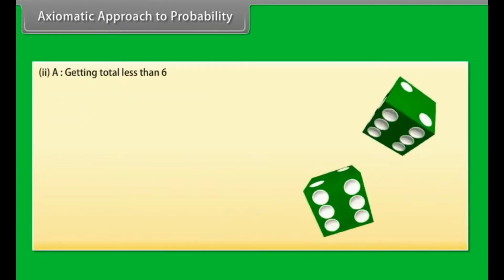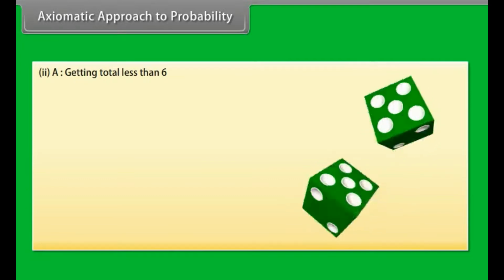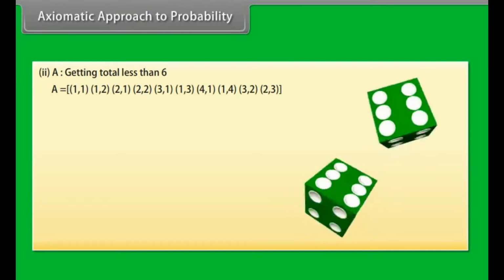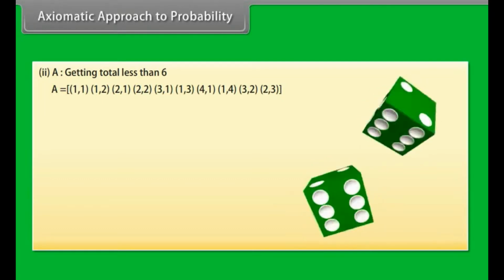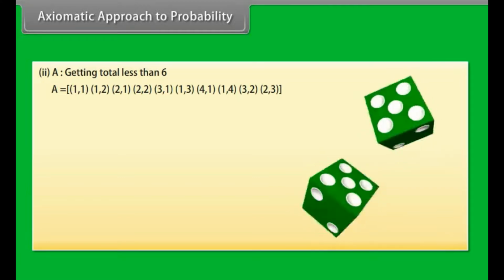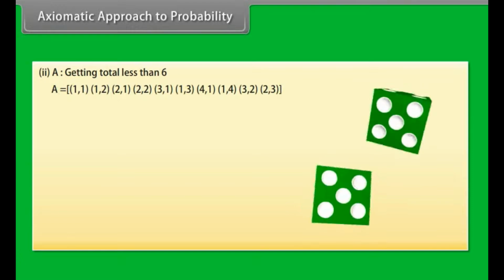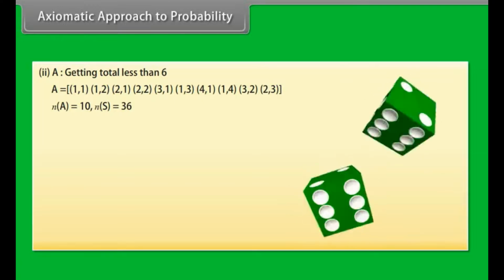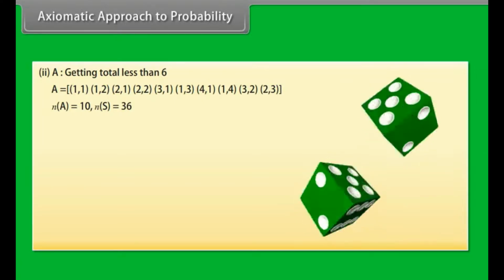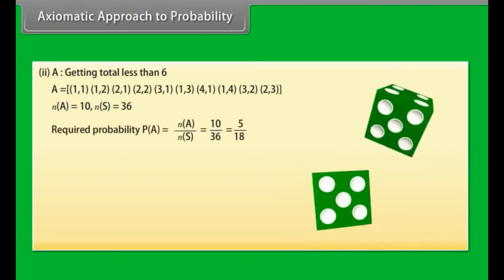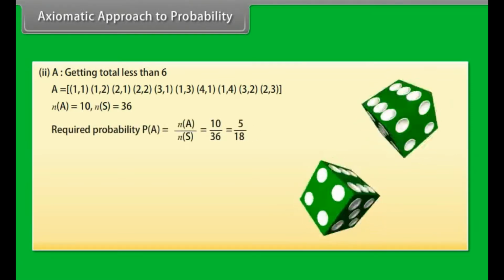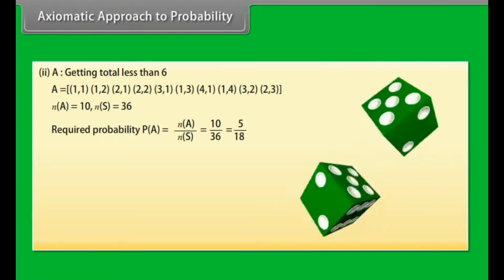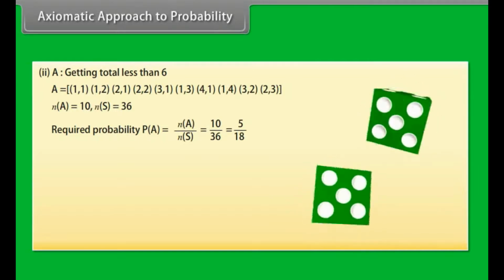2. A: getting total less than 6. A is equal to {(1,1), (1,2), (2,1), (2,2), (1,3), (3,1), (1,4), (4,1), (3,2), (2,3)}. n(A) is equal to 10. n(S) is equal to 36. Required probability P(A) is equal to n(A) by n(S) is equal to 10 by 36 is equal to 5 by 18.